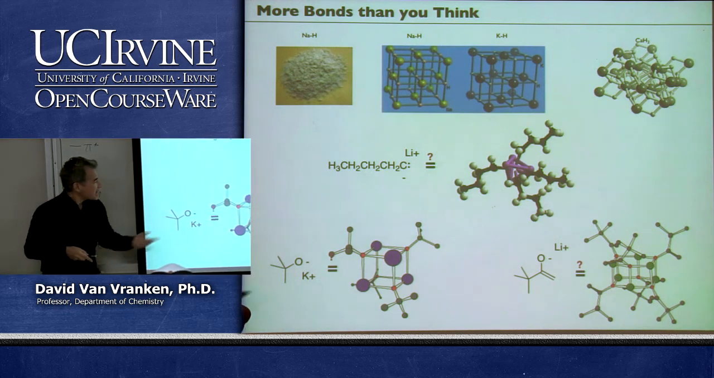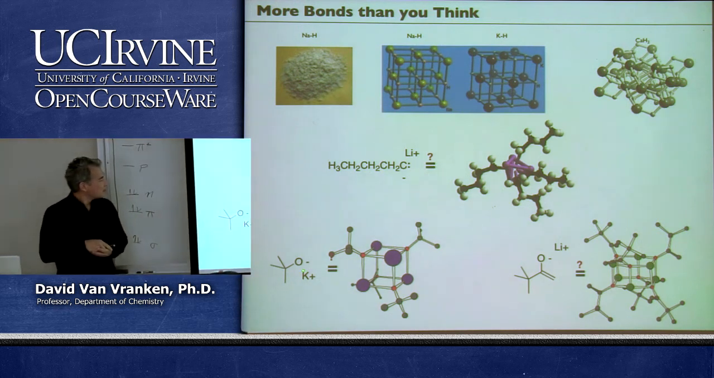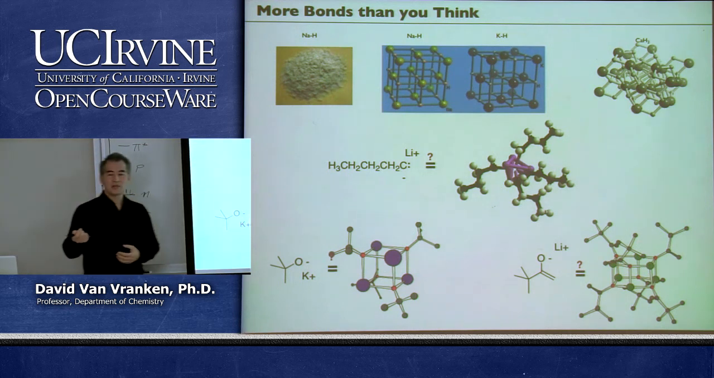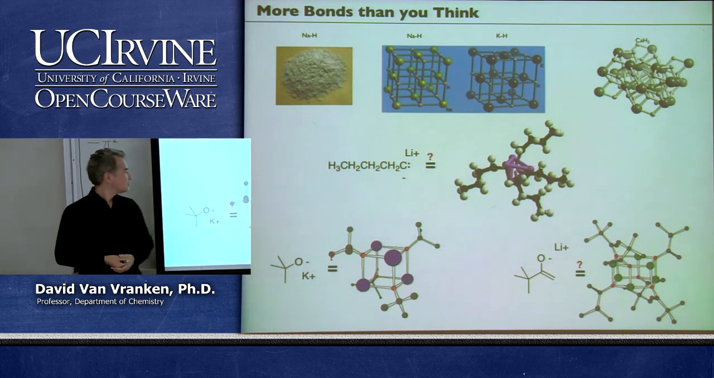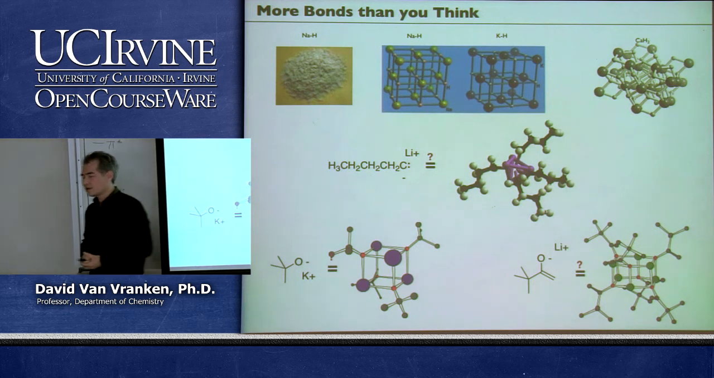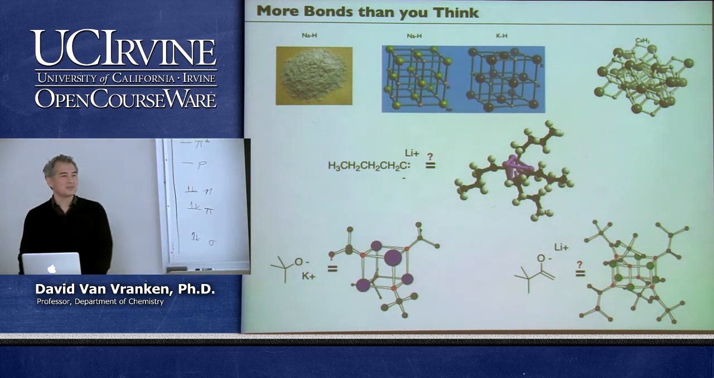Let's take a look at this potassium alkoxide here. This is potassium t-butoxide. This is one of the first alkoxides we show people in sophomore organic chemistry here at UCI and at most schools. How many bonds does oxygen want? How many free lone pairs are there on oxygen in that structure for potassium t-butoxide?